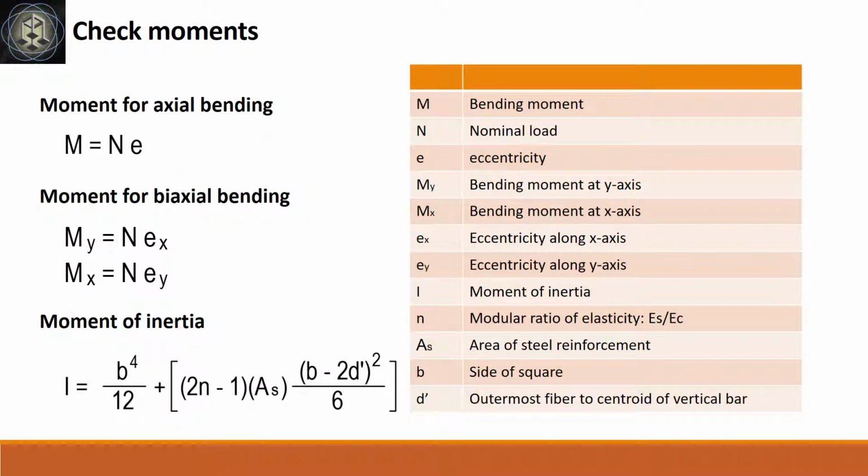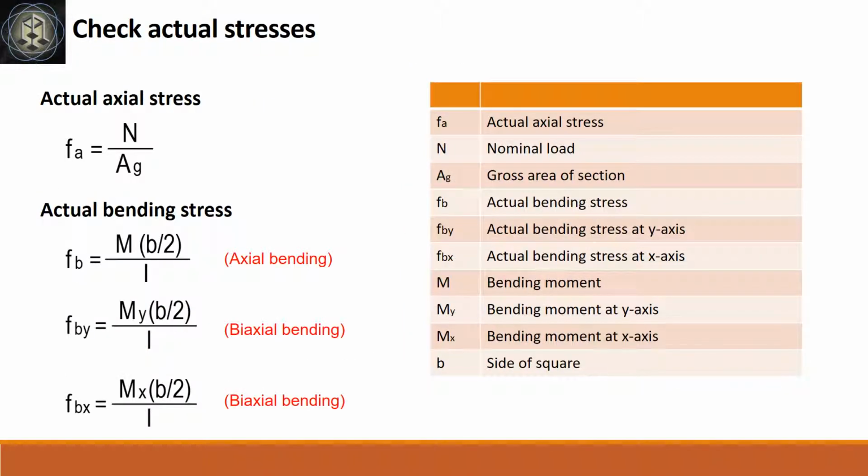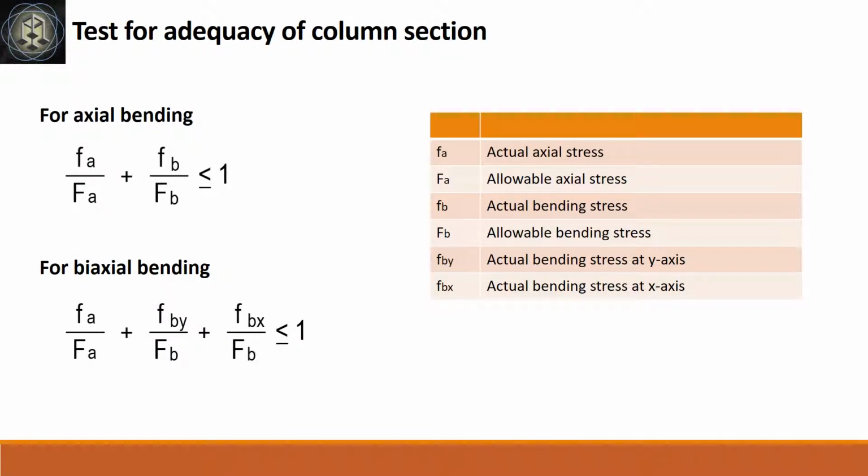From the nominal load and eccentricities, solve the moments for axial bending or biaxial bending design and get the moment of inertia of the design section. Then solve the actual axial stress and the actual bending stress on single or double axis. Finally, test the adequacy of the column section.